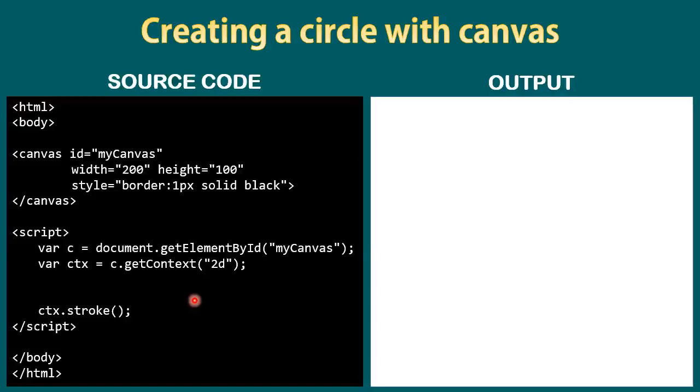We create a circle with two other methods, that is beginPath and arc. So this arc method actually creates a circle. There are 5 parameters in the arc method. The first two parameters define the midpoint of the arc or the circle. The third parameter defines the radius. The fourth parameter defines where the arc should start, and the fifth parameter says where your arc should end.